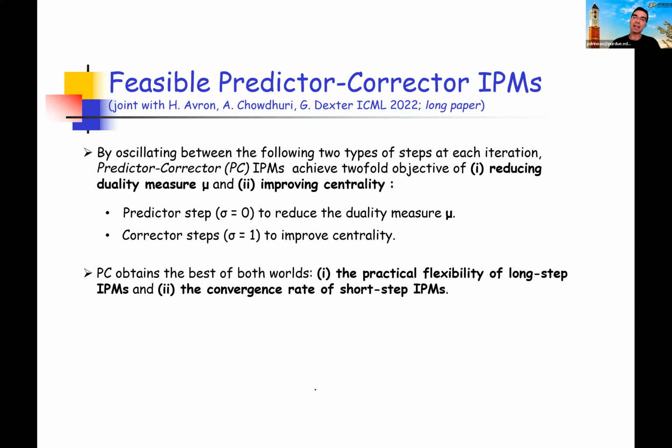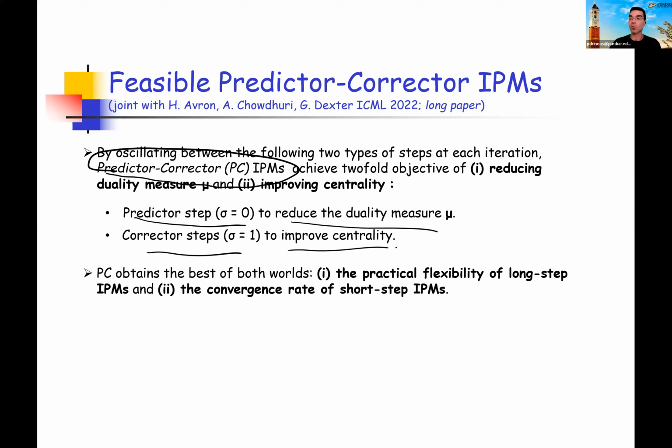The difference with the standard IPMs is that in every iteration, the predictor corrector IPMs take actually two steps. The first step is the so-called predictor step, which tries to reduce the duality measure, but might hurt centrality. You might go away from the central path. And then you have the corrector step that improves centrality. And it obtains the best of both worlds: practical flexibility of the long step IPMs that I just discussed, but the convergence rate of short step IPMs, which is root n better than the convergence of the long step IPMs.